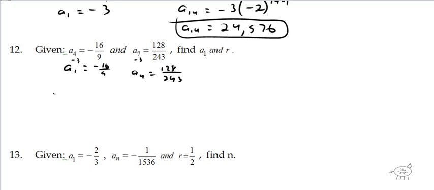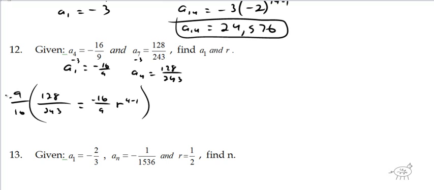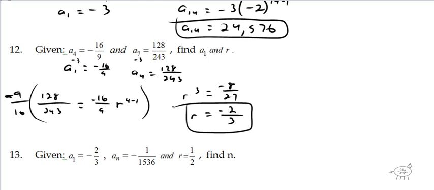No big deal. So it's 128 over 243 equals a sub 1, negative 16 over 9, times r to the n minus 1. Well, it's to the 4 minus 1. So it's r cubed. And then, of course, I need to solve for r. So I'm going to multiply by negative 9 over 16. Okay, and I get r cubed is equal to negative 8 over 27. So r is equal to, it's just negative, it's not plus or minus, right? So it's negative 2 over 3. So there's r.